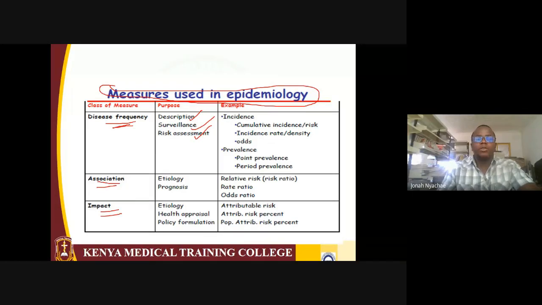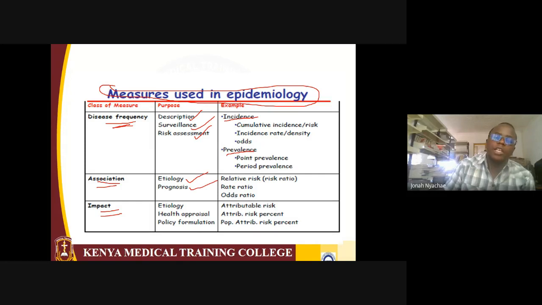So for you to be able to talk about description, surveillance, and risk assessment, you are talking about incidence and prevalence. We are going to see that. This is just a summary. And then in association, when you want to associate a causation and an outcome, the purpose is basically for etiology. Etiology is what you have always done in your basic sciences, and also prognosis.